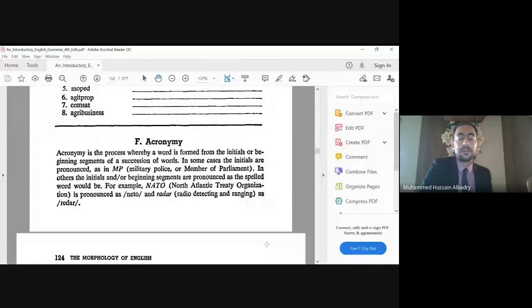Today we're gonna talk about the rest of word formation processes. We talked about some of them in the previous lecture. Today we're gonna talk about the rest of them. We will start with acronomy. Let's see what is acronomy.